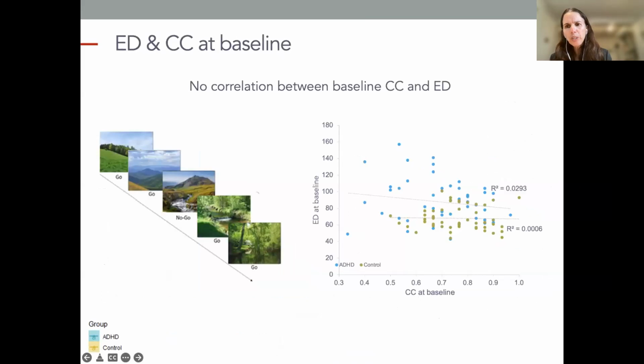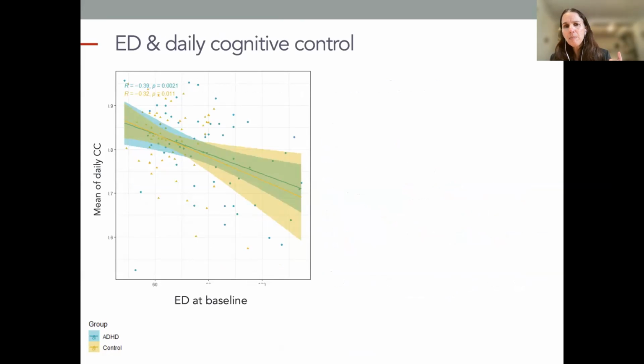But what we were interested in understanding is the contribution of cognitive control mechanisms to this. And we found a very interesting finding where at baseline, there was no such association, no contribution whatsoever of cognitive control at baseline to emotion dysregulation in any of the groups. However, the contribution comes about when we look at the EMA data.